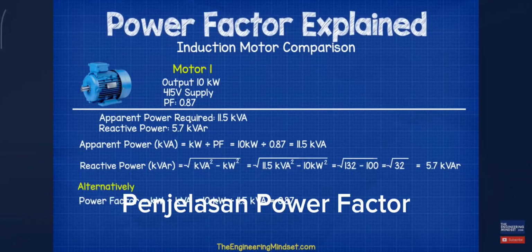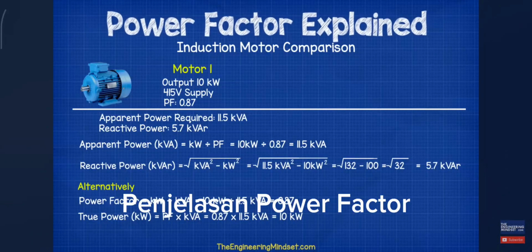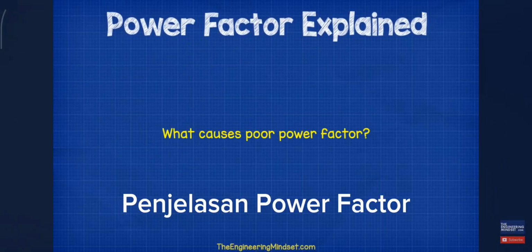We could have also found the power factor from the kilowatt and the kVA using 10 kilowatt divided by 11.5 kVA. We could have found the kilowatts from the power factor and the kVA using 0.87 multiplied by 11.5 kVA to get 10. So what causes poor power factor?